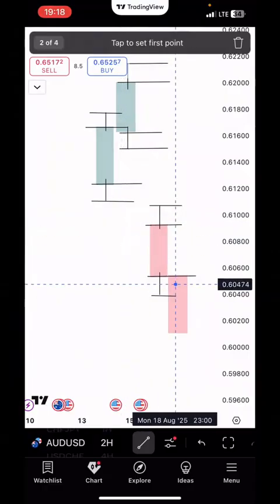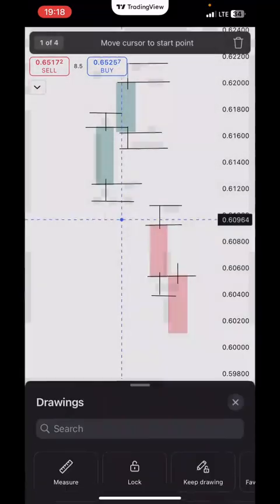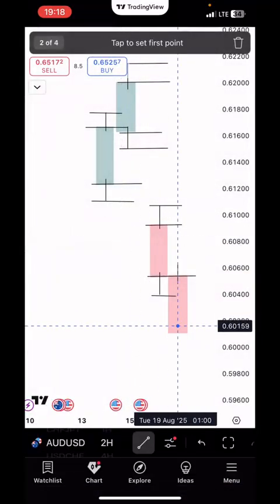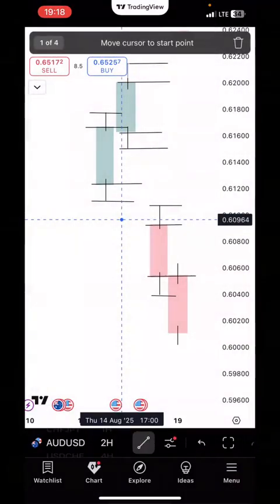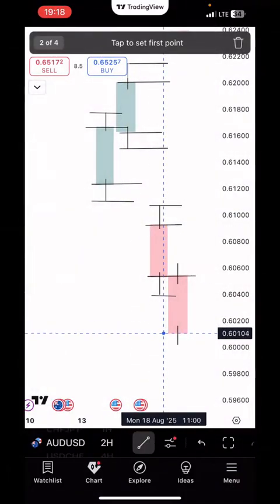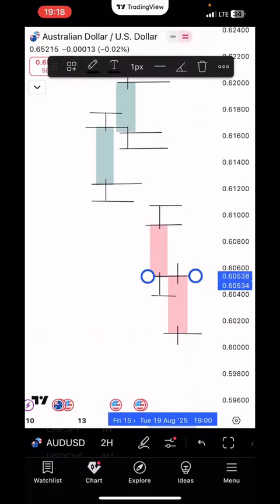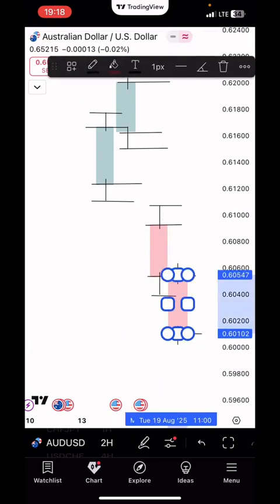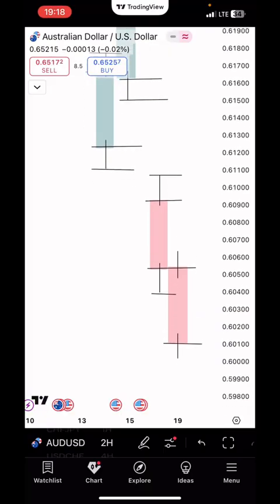Another wick again. Then another wick here. Then this place is the close of the candle. Remember, this is the candle opening, that place here. For this particular candle, this is the opening. Then this is the close of the candle.